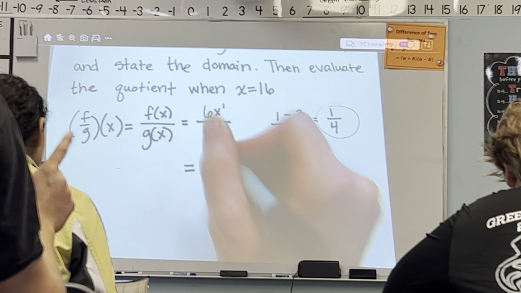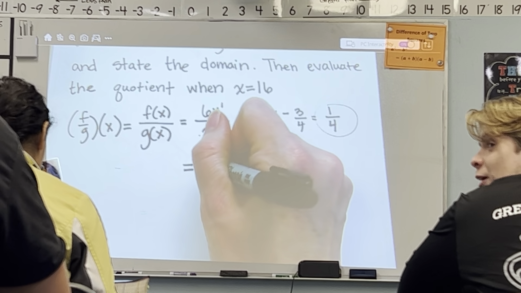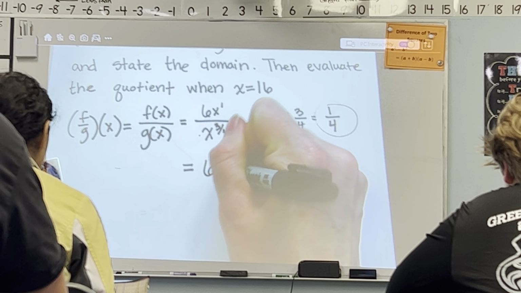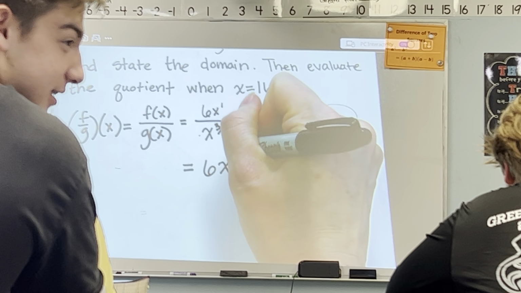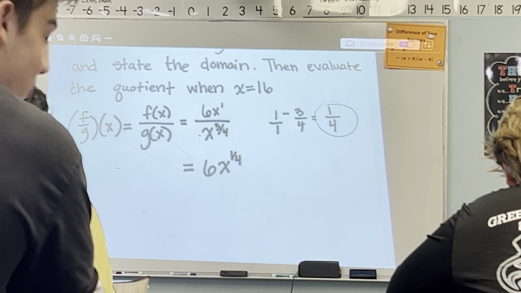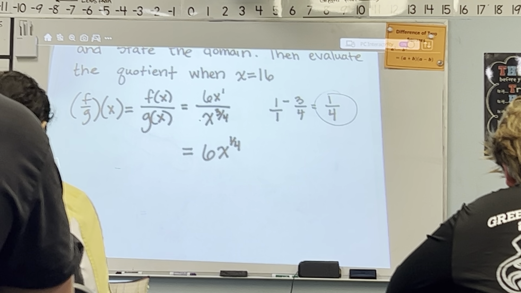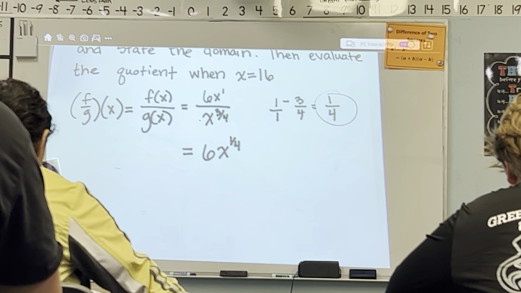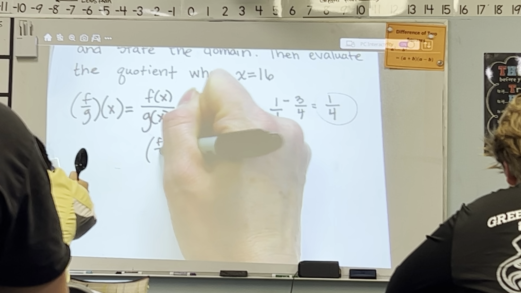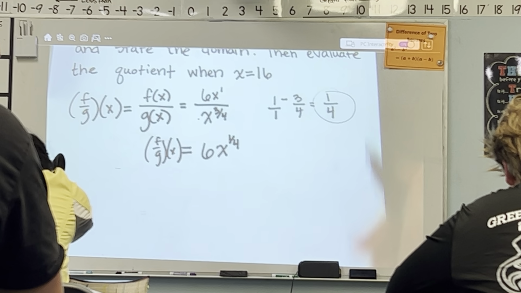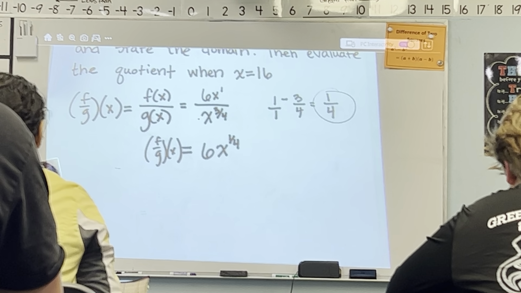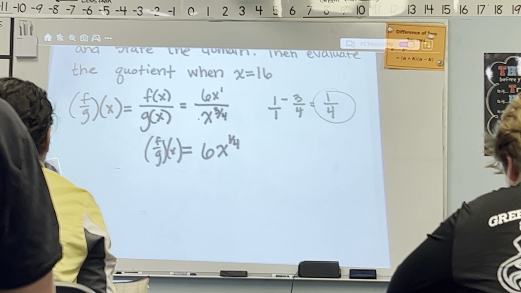So this is gonna be the exponent. 6 divided by 1 is just 6. And then we have x, so we subtracted the exponents and we got x to the 1/4. Yeah, it takes a while for most people to get it. So f over g of x is 6x to the 1/4.